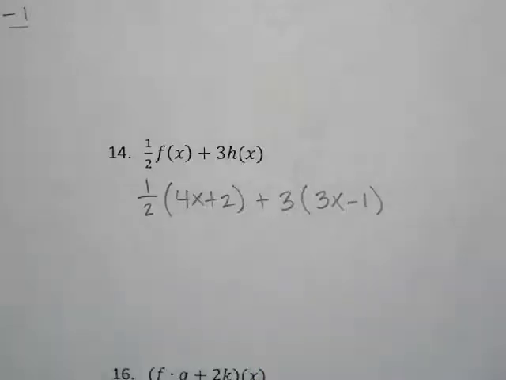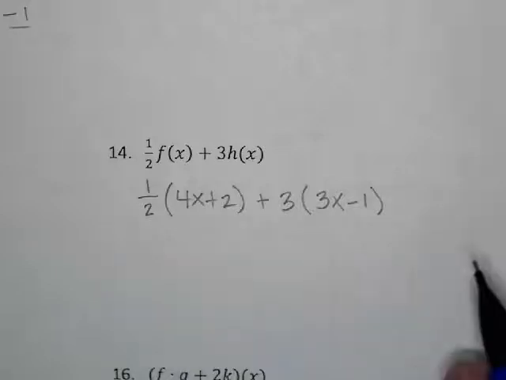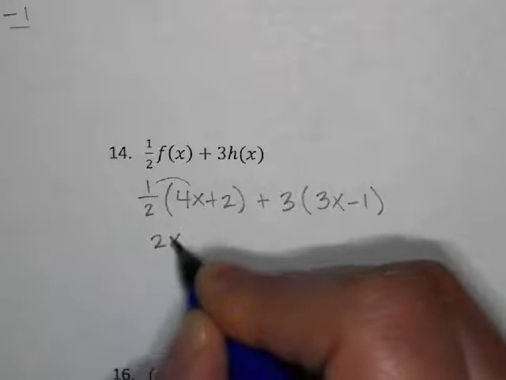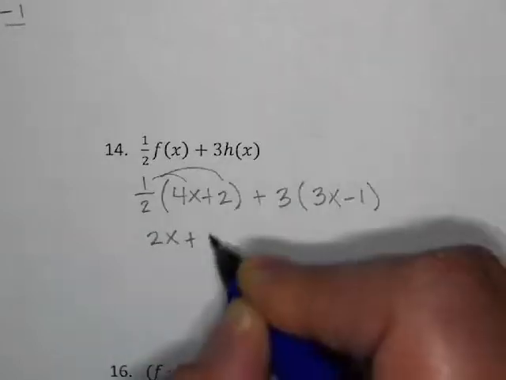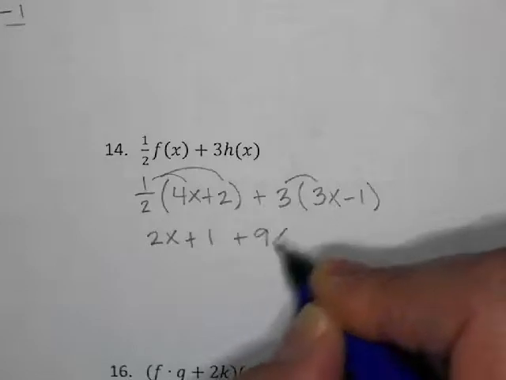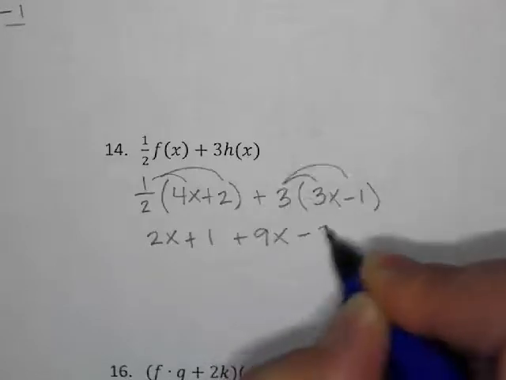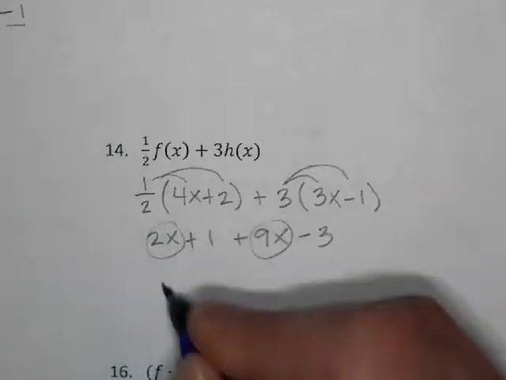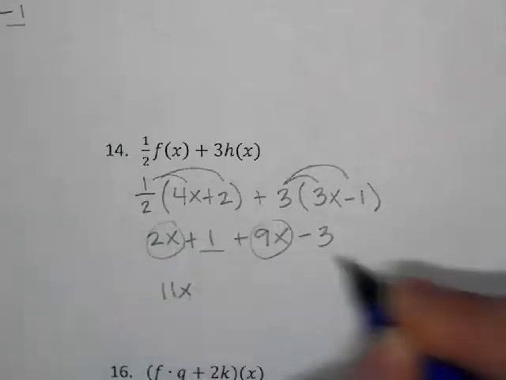So now what would we do? 1/2 times 4x is 2x. 1, and then you're going to distribute 3. That's going to be plus 9x minus 3. Okay? 11x minus 2. Okay, so the notation was different, but the math that we actually did after the notation, that was normal.